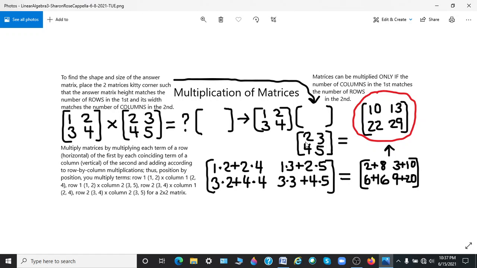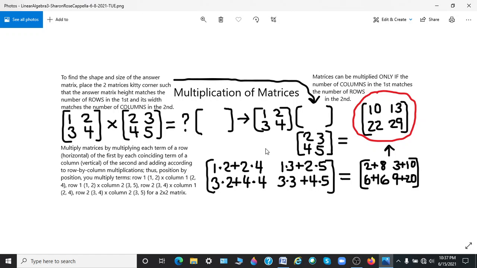This is the second matrix. Here's the second matrix. It has two columns, so this must have two columns. So the number of rows here is the height of the answer. The number of rows in the first matrix is the height of the answer. The number of columns in the second matrix is the width of the answer.